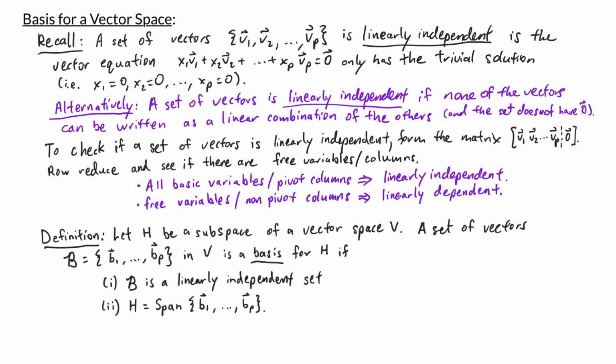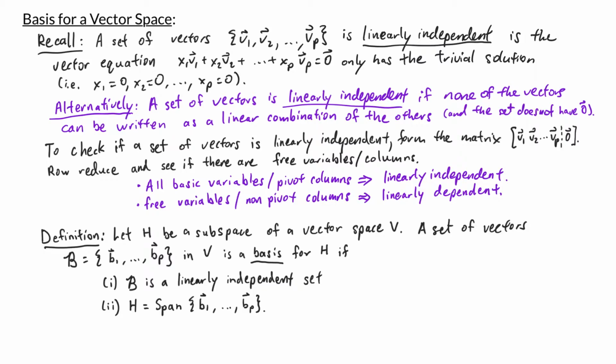So let H be a subspace of a vector space V. A set b1 through bp of vectors in V is a basis for our subspace H if the set of vectors is a linearly independent set and if H is spanned by those vectors. We won't go into too much detail now, but bases are going to be very important to us. They are essentially the building blocks of a subspace. We will be able to write any vector we want in our subspace as linear combinations of these basis vectors, and also it tells us how large a subspace is.